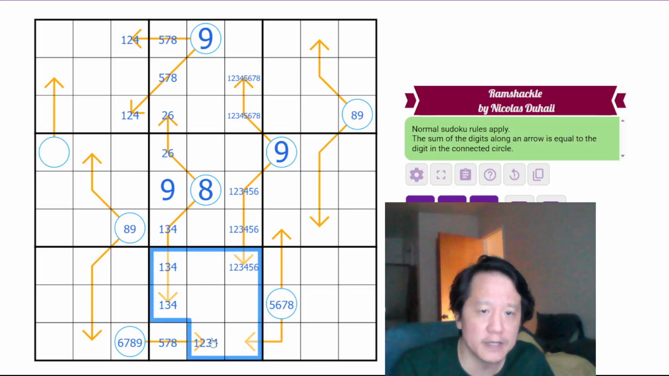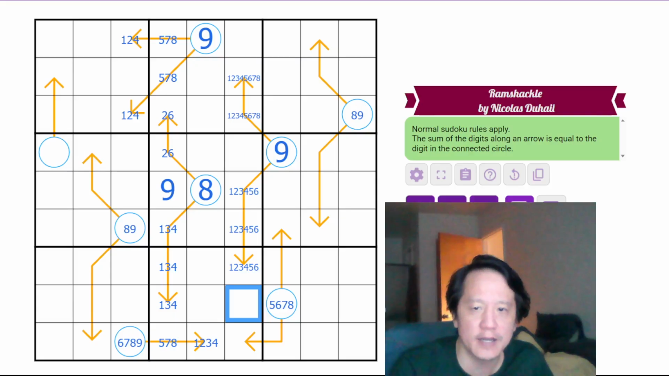Where is the 9 in this lower central box? Cannot be here or here. Can't be on the arrow again, so 9 has to be here.